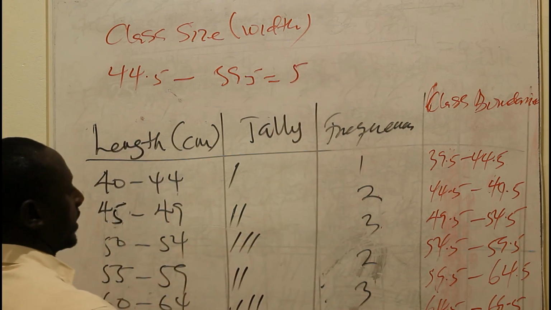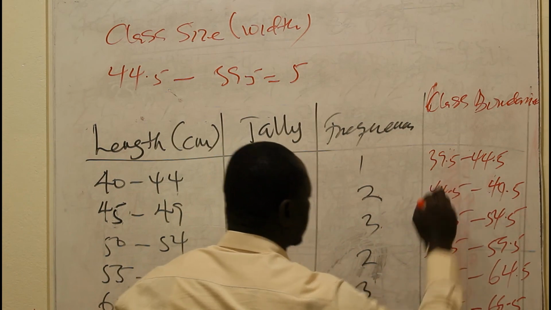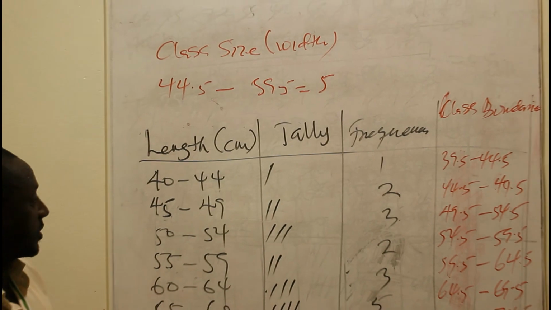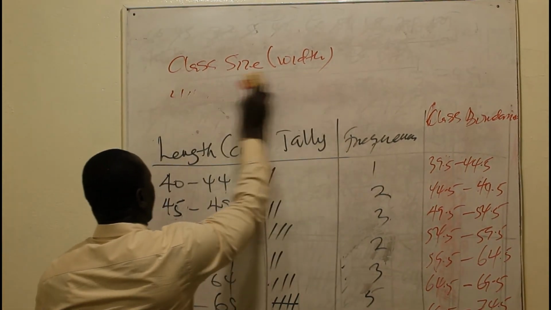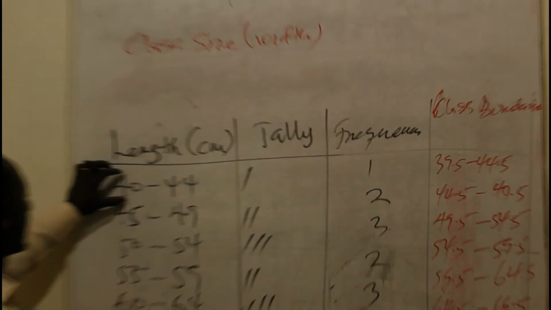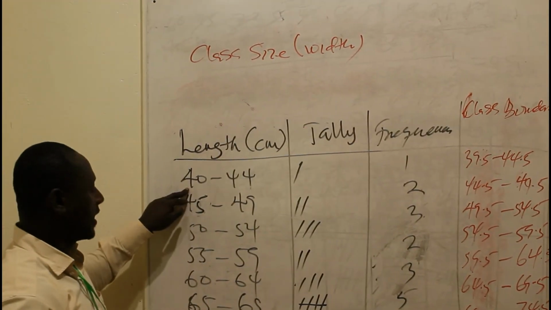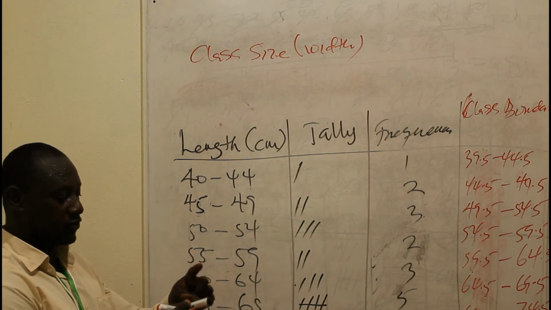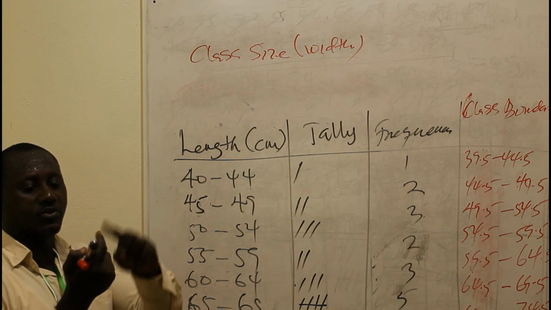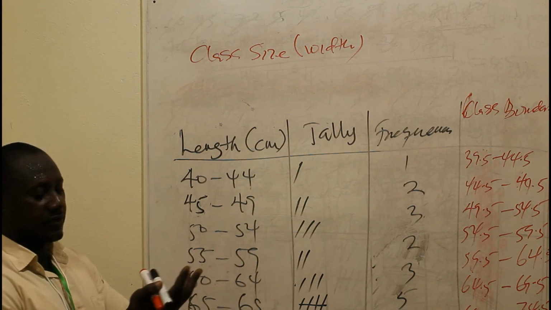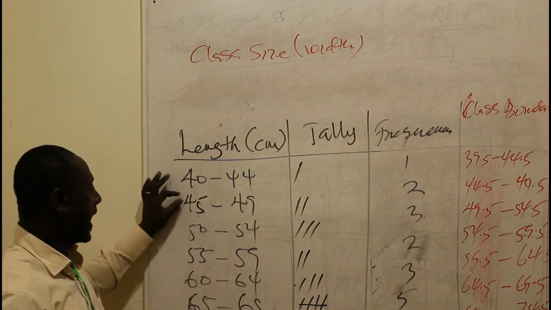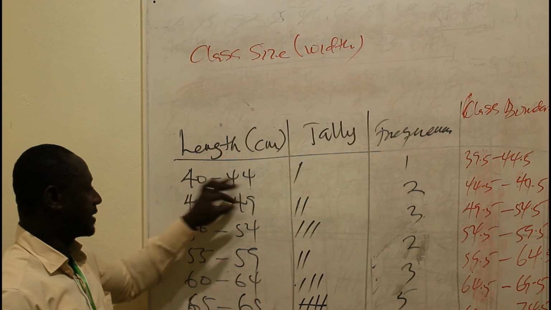You do the next one, 49.5 minus 44.5. So when we subtract the lower class boundary from the upper class boundary, we get the class size. But we can also do that by counting. We can count with the class limits inclusive. So the first one is 40, 41, 42, 43, 44, that's 5. Then 45, 46, 47, 48, 49, that's 5. So we can do that by counting, by adding the class limits.